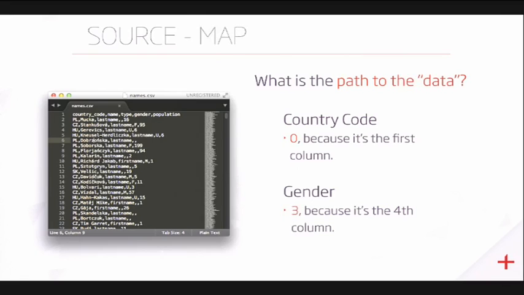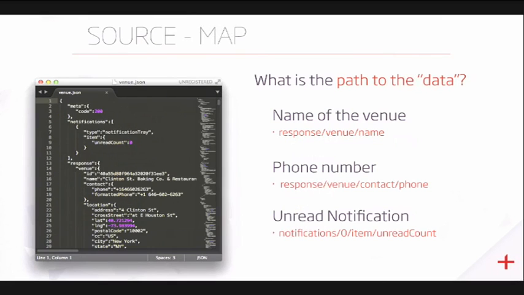The gender is found in this example in the 4th column, so the map will be 3. But of course, we have some other kinds of files, for example, multidimensional JSON files, where if we want to define what the name attribute actually is, it's the response under the menu and under the name. So it will be the name attribute. And the phone number could be defined as the response per venue, per contact, per phone. And so on. This is the mapping.